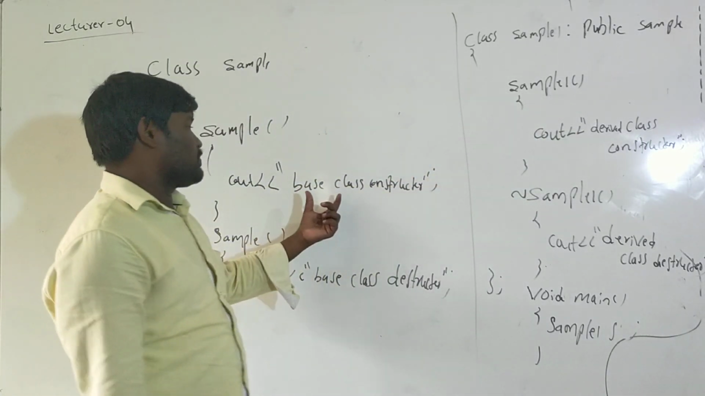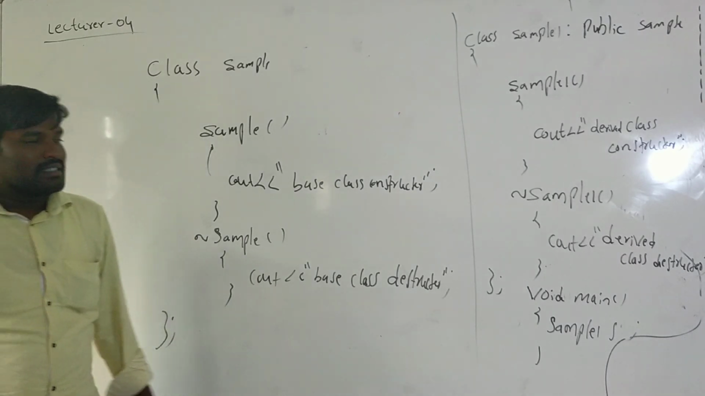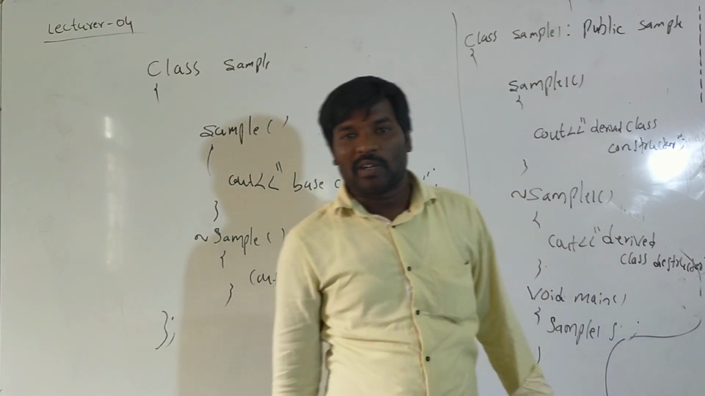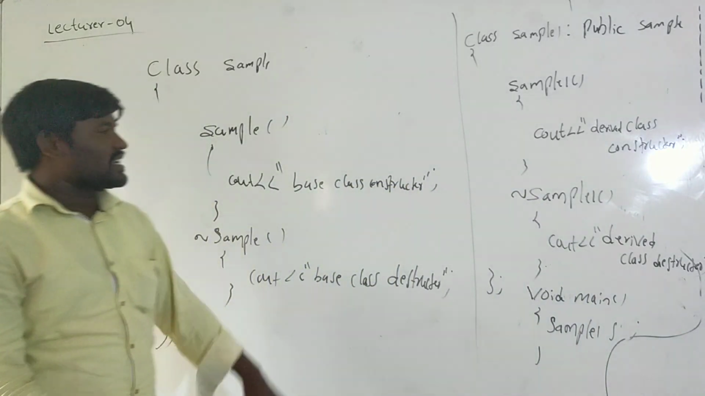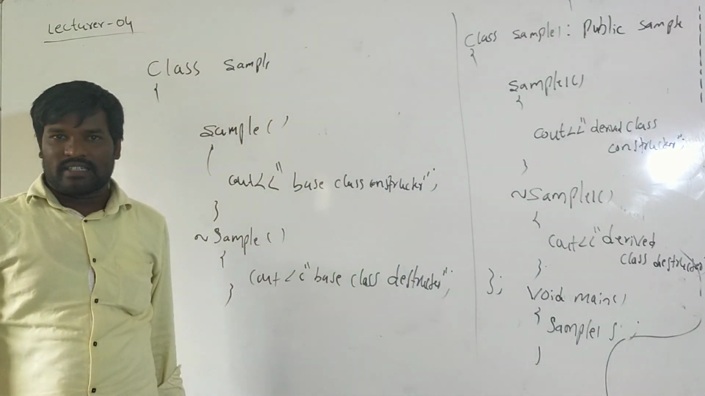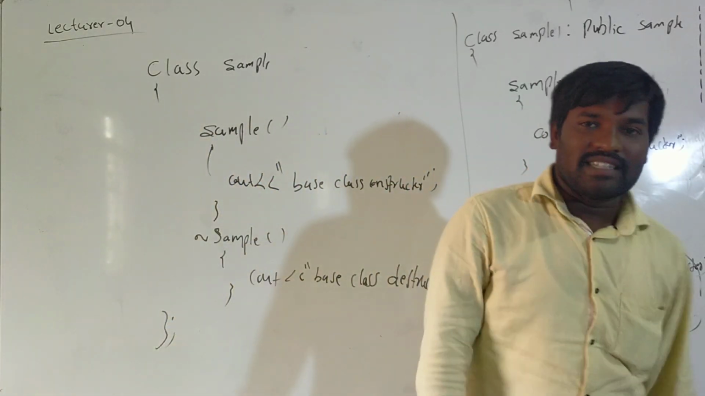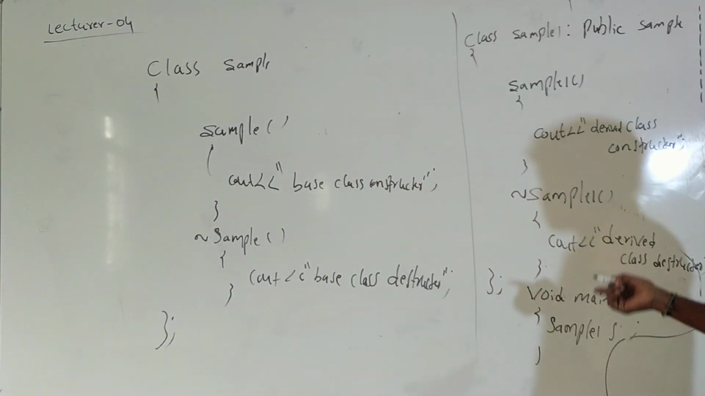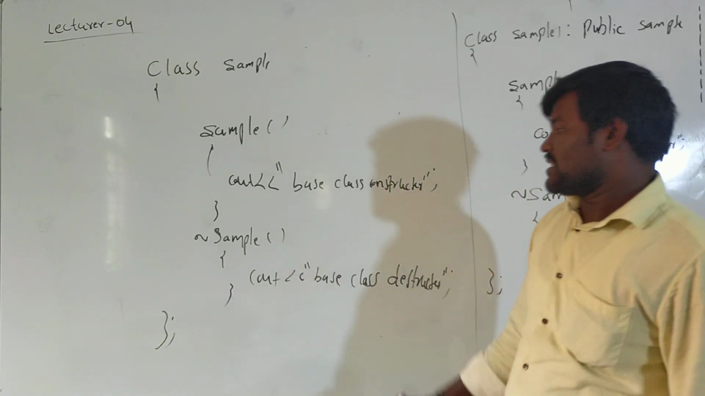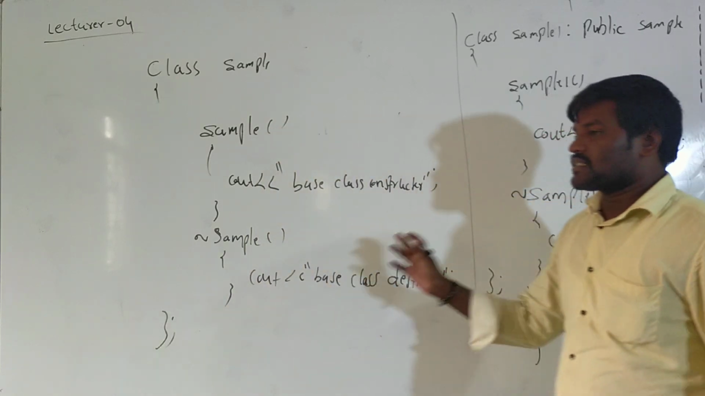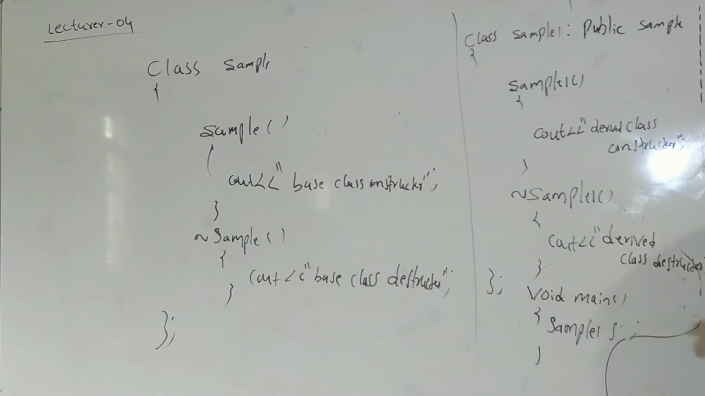In the output, the first line will print base class constructor, and the second line will print derived class constructor. Then what about the destructor? It is exactly the opposite of the constructor. First it will call the derived class destructor. After that it will call the base class destructor. So this is completely about constructors and destructors in inheritance.